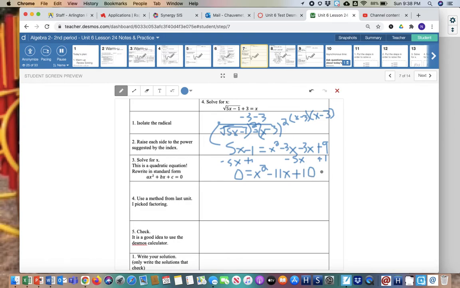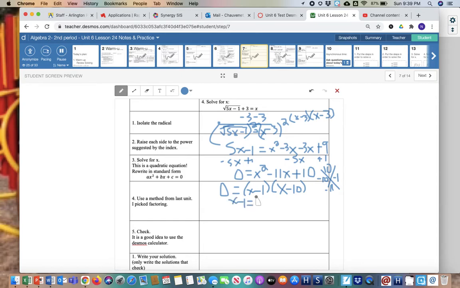Okay, so next I'm going to find numbers that multiply to 10 and add to negative 11, which should be negative 10 and negative 1. So you notice it said I picked factoring. You don't have to do that. I would tend to if the problem is pretty easy to factor. If it's more difficult, I definitely would pick a different method. So now we just are going to solve.